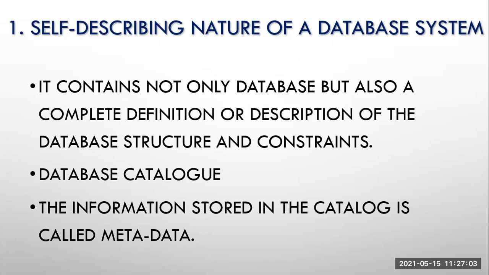The way in your C programming you will say int roll number, in your database management system also you have to write roll number, number. Roll number is also data, and number is also the kind of data here. When we actually insert the data, roll number 1, name Sai Prakash, 95, that is also the database. But for that purpose, there is a complete definition or description of the database structure and constraints.